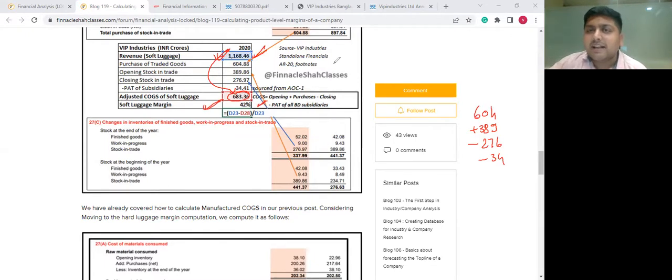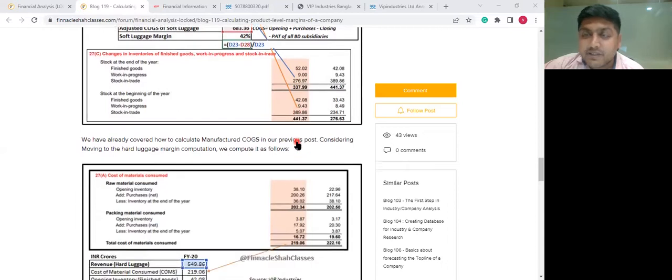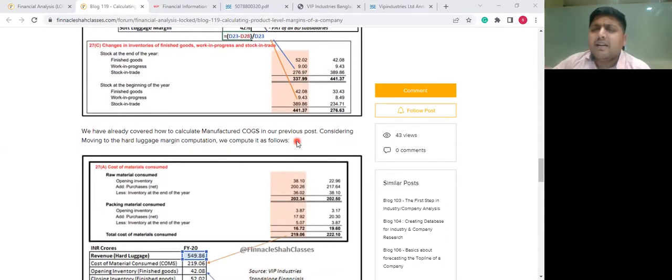Now let's talk about hard luggage. It's the easy part, because once we have figured out how much is soft luggage, which is basically traded COGS of standalone, we need to take a look at manufacturing COGS of standalone. How do you get manufacturing COGS of standalone?